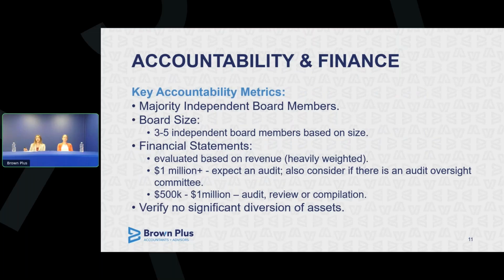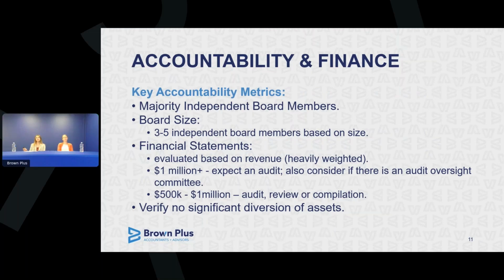So I'm going to delve a little bit more into accountability and finance, since that's the one that is happening regardless. Key accountability metrics that they'll look at: they're going to look for the majority of your board members to be independent. A common example of someone who's not independent is your CEO, who is obviously compensated. Sometimes CEOs will have a vote on the board. If that is your organization's situation, that is an example of a board member that is not independent because they are an employee.